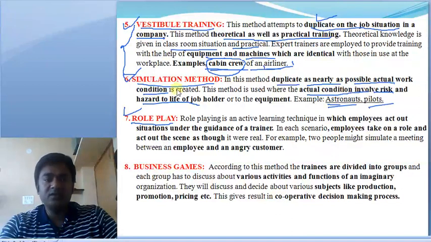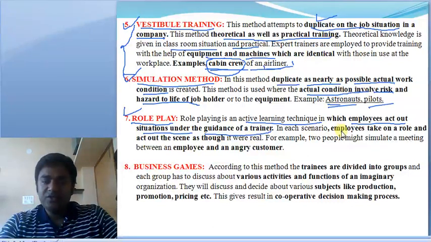The next method is the role play method. I think it is a very simple method. Role playing is an active learning technique in which employees act out a situation under the guidance of a trainer. In each scenario, employees take on a role and act out a scene.